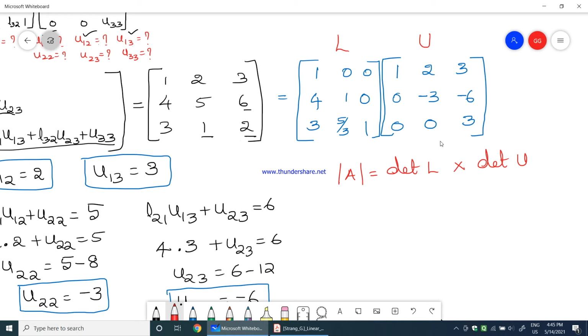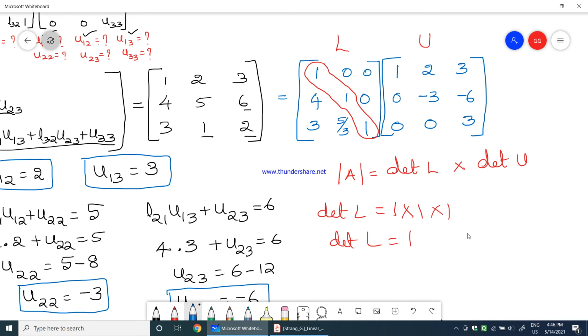Now here in this LU factorization, the determinant of the L matrix will always be equal to 1. Why? Because in both L and U matrices, the determinant will always be equal to the multiplication of the diagonal elements. So here 1 into 1 into 1, therefore the determinant of L will be equal to 1.